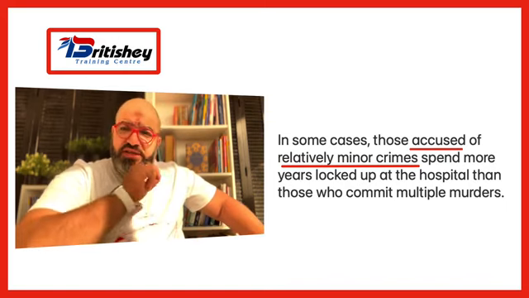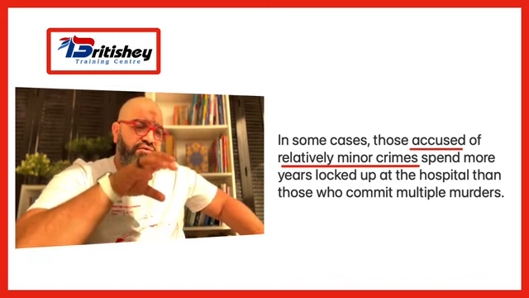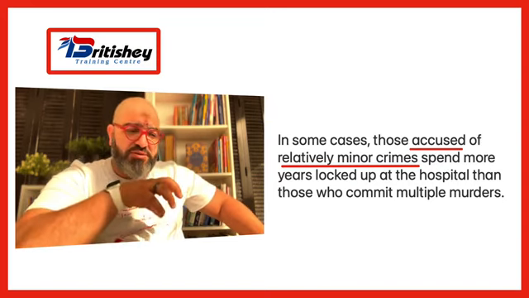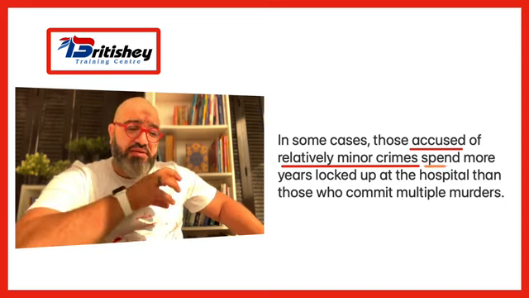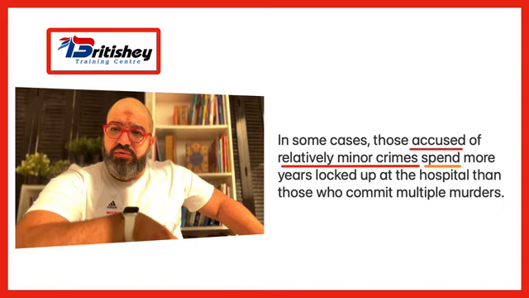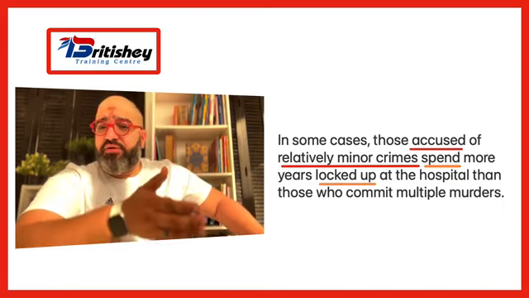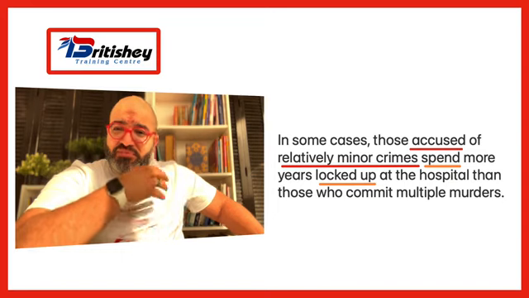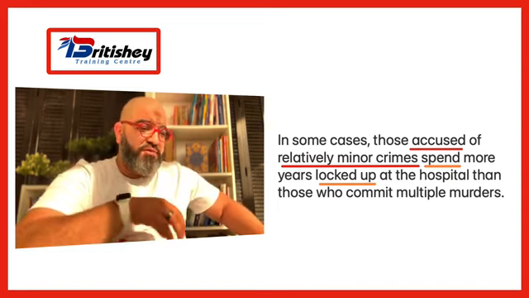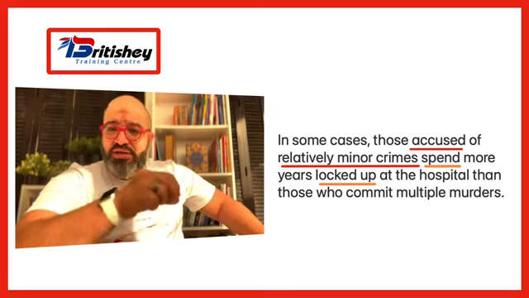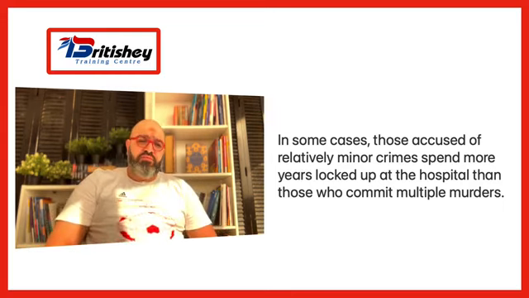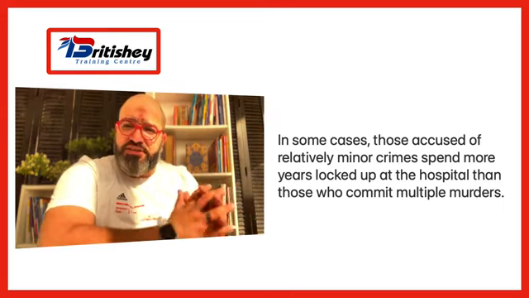So we would say, in some cases, those accused of relatively minor crimes, so accused here, that's a past participle used as an adjective. And then the main verb is spend more years. And then we have locked up. We have also another past participle used as an adjective. Locked up at the hospital than those who commit multiple crimes. So that's a correct sentence. So all these verbs in the sentence are okay.